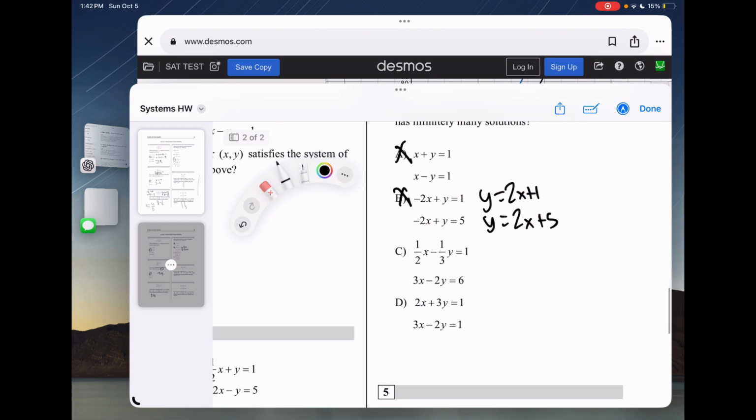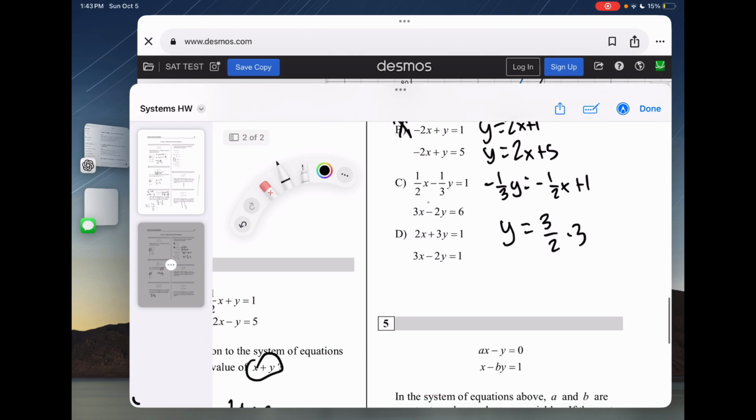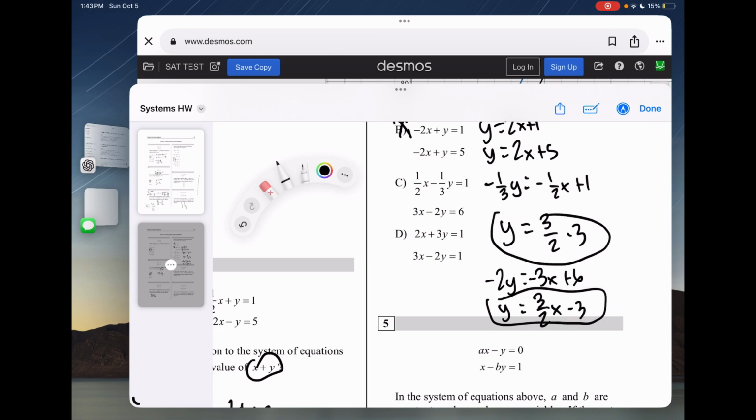And now we're here for C. So negative 1 over 3 y equals negative 1 over 2 x plus 1. And then we multiply everything by negative 3, and we get y equals 3 over 2 x minus 3. And then for the second equation, we get negative 2y equals negative 3x plus 6. Divide everything by negative 2, we get y equals 3 over 2 x minus 3. And we see that both these are the same equations. We know C is our answer.